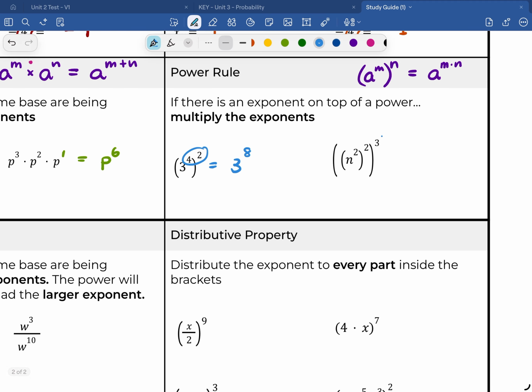The next one, we have an exponent on an exponent on an exponent, but we can still just multiply them. We can say n to the power of 2 times 3, which is 12.